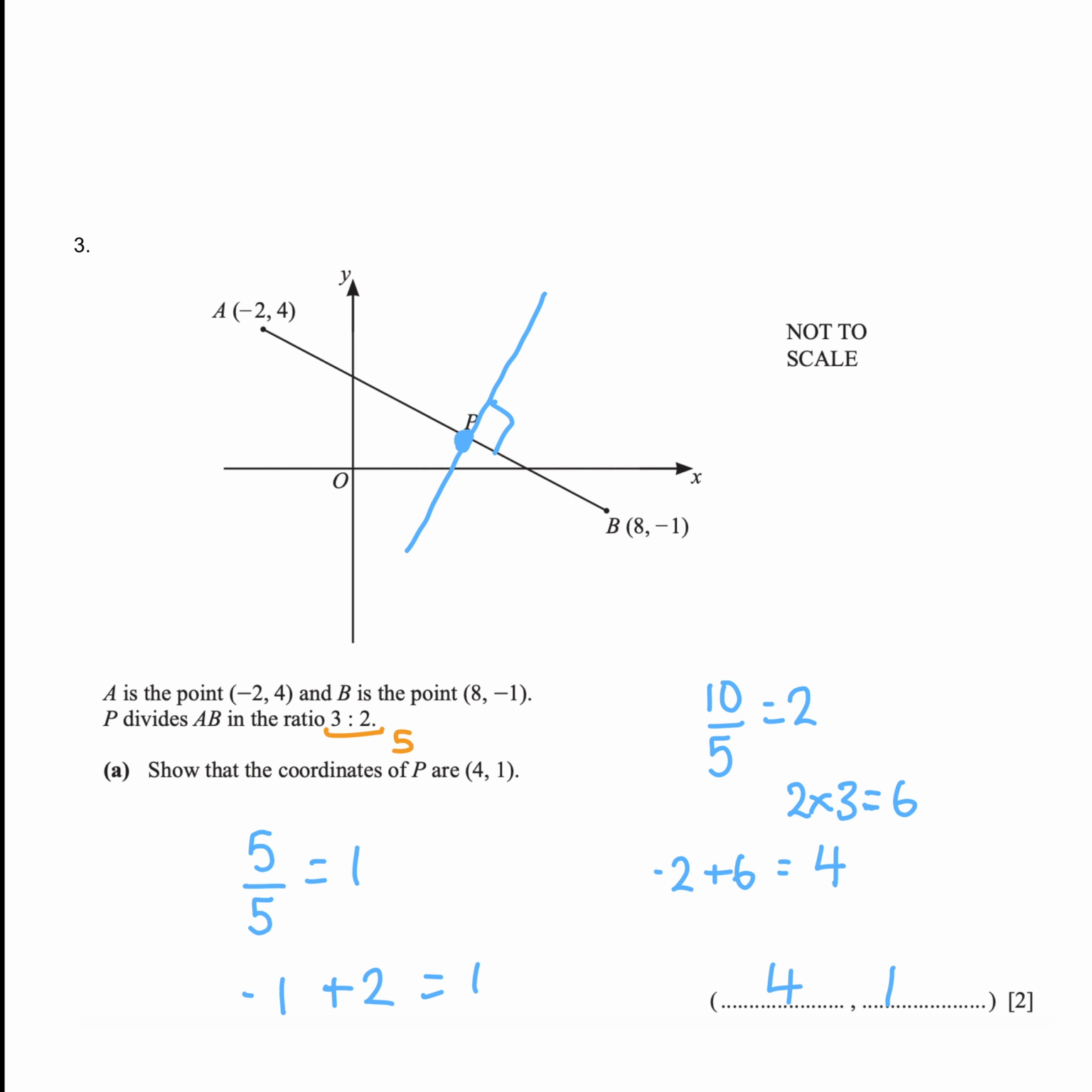So we know that the coordinates of P are 4, 1, and we need to find the gradient of that perpendicular line. So we can find the gradient of the original line, and then we can use the perpendicular for that as well. So the gradient of the original line is the rise over run, and the rise there goes from -1 to 4, so therefore we have a rise of 5, and the run goes from -2 to 8, which is a run of 10. So therefore the original gradient is going to be 1/2.